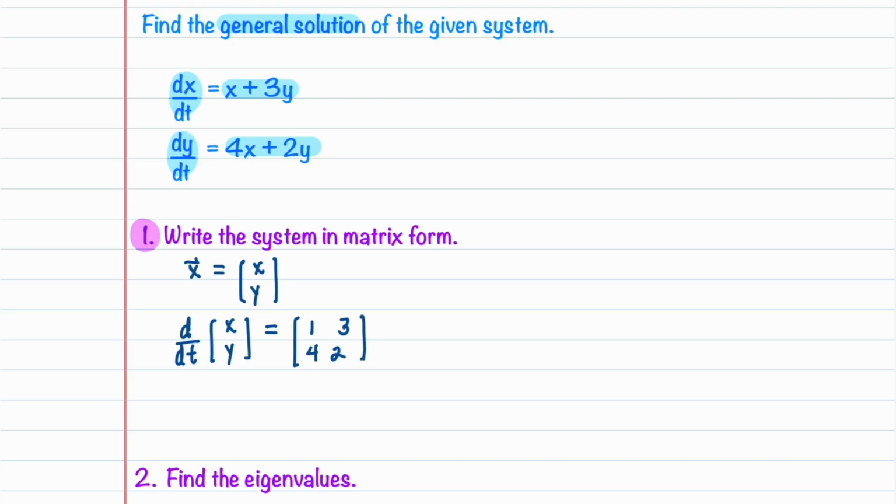Let me go up here and show you where that comes from. There's the 1. We have the 3, the 4, and the 2. And then we multiply this by x times y. This gives us the linear system. The derivative of vector x with respect to time is equal to what we call a matrix A times vector x. And we'll write down that matrix A is equal to 1, 3, 4, and 2.